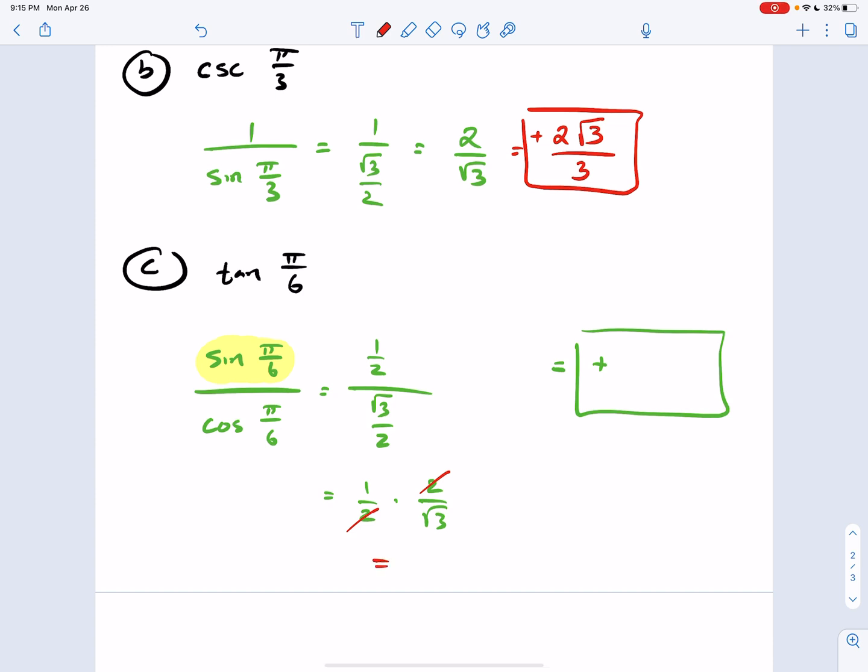I'm going to be left with 1 over radical 3, but remember, we can't have a radical in the denominator. Well, I shouldn't say you can't, but it's preferred that you don't. So to rationalize that, that becomes radical 3 over 3. You could put that invisible 1 there if you'd like. But there you go.